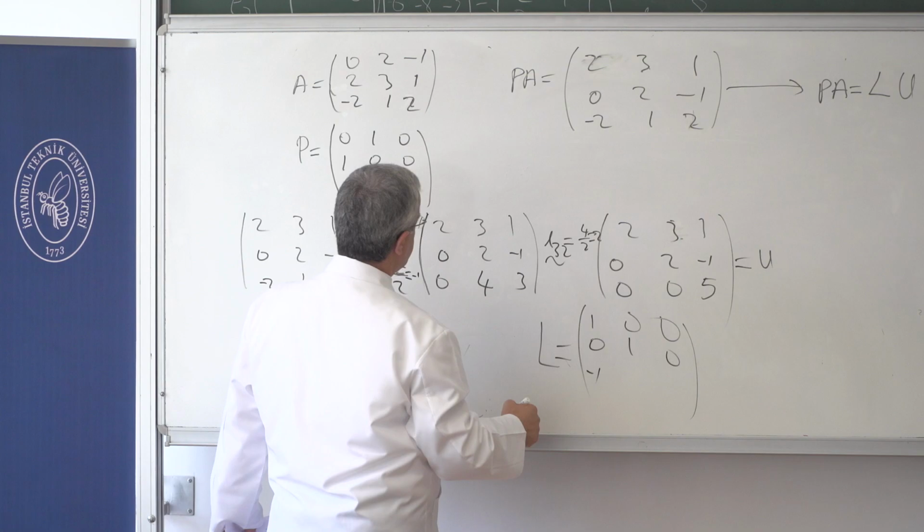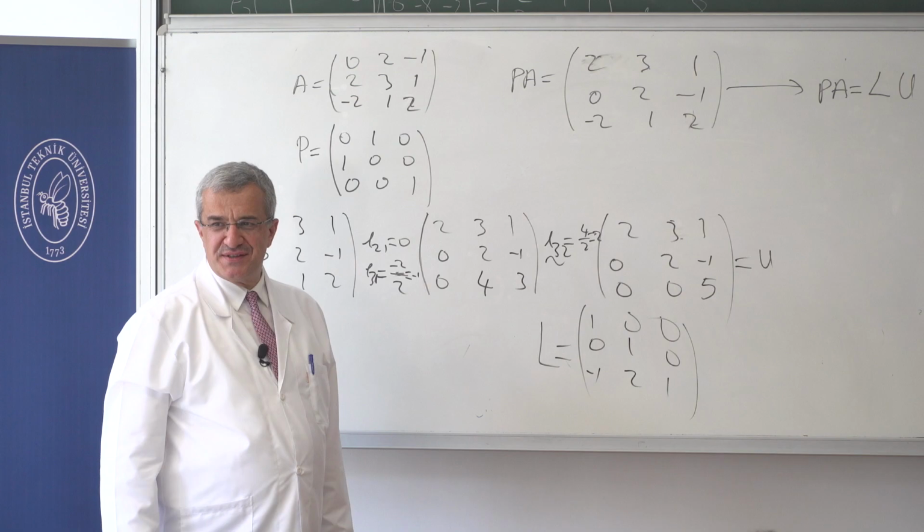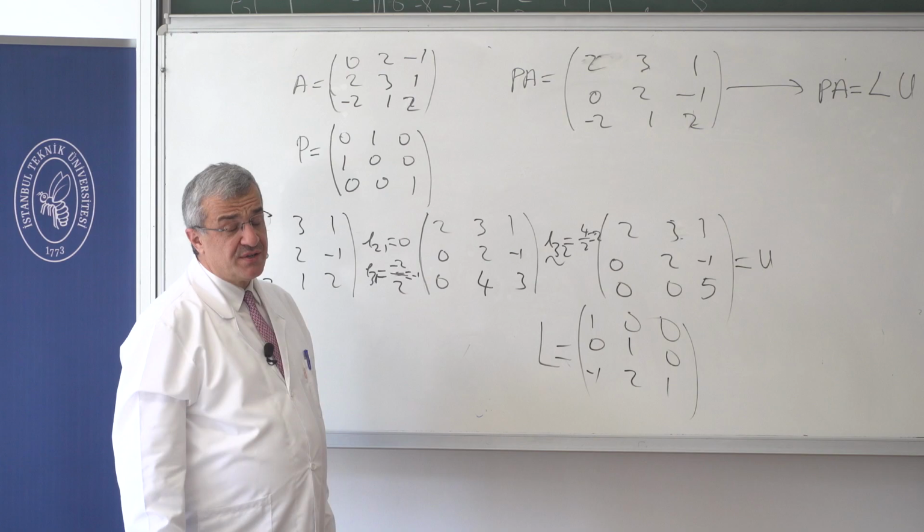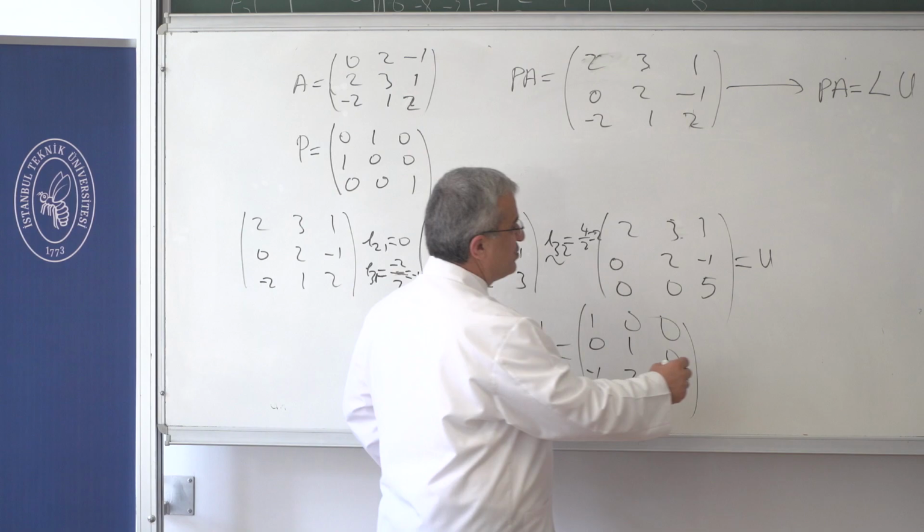Would you like to verify that they really do give, when you multiply, what they are going to give us? P times A, isn't it? Because we interchange the rows. So LU. What I'm claiming is that P times A is equal to L times U.